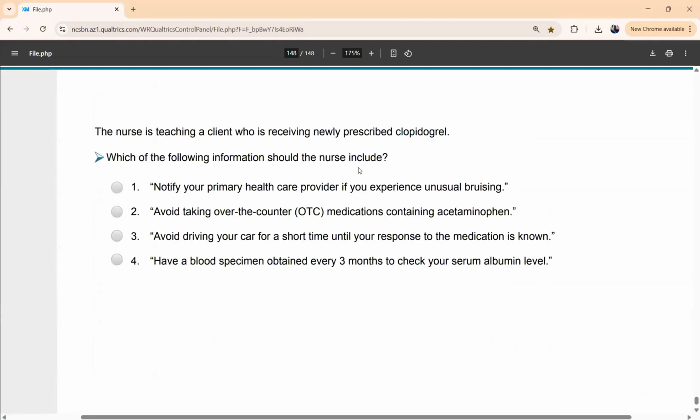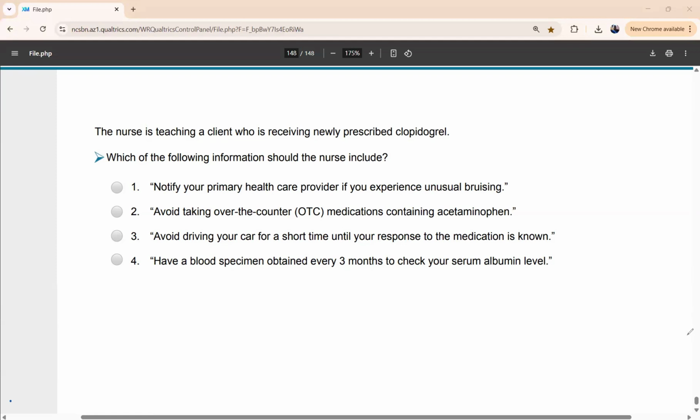Okay. The nurse is teaching a client who is receiving newly prescribed clopidogrel. Which of the following information should the nurse include? So I understood from the body that the nurse is conducting a teaching about a certain medication, and this is the medication. So which of the following information should the nurse include? The information that the nurse has to give the patient about this medication. So option one, notify your primary healthcare provider if you experience unusual bruising.